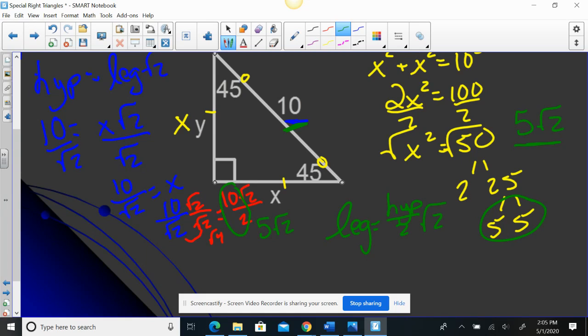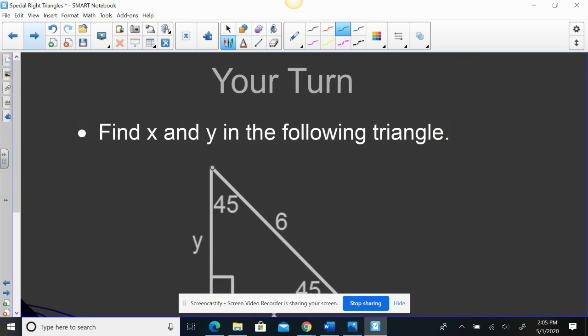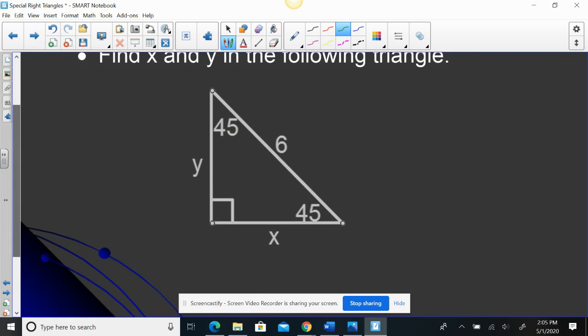Remember, you can just get there either using Pythagorean theorem, which is what we did over here, or using that one rule from before. All right, here is one for you to try. So please pause it, try it, and then come back.